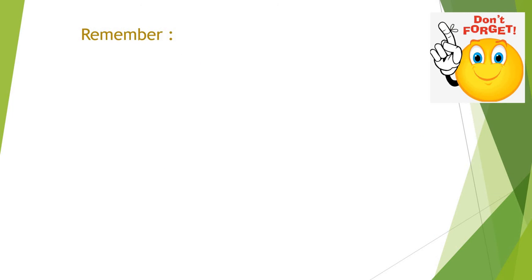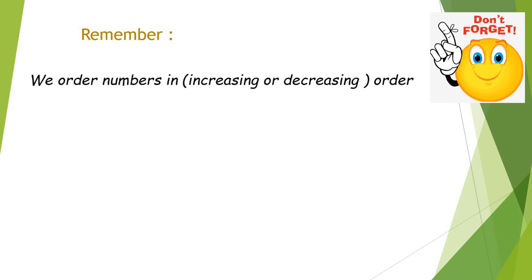Now look here, we will do some exercises, but before we start, we need to remember something that we talked about in second grade and third grade: that we order numbers in increasing or decreasing order. When we say increasing order, that means the numbers are getting bigger and bigger. If I say it's a decreasing order, I'm counting down, going down. So I am on the top, on the biggest number, and I'm going down to the smallest number.